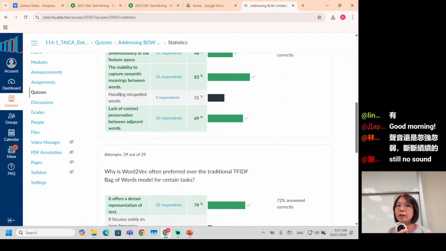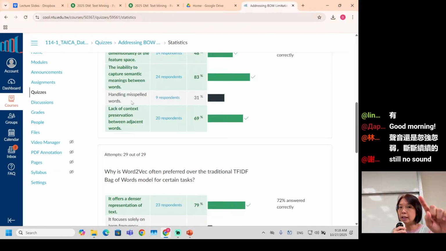And handling of misspelled words is actually not taken care of by Word2Vec, because it does not actually know this word is related to that word. But then you might be right. If your input is misspelled, and the surrounding words are quite similar, maybe we have a chance, but it is not the objective of Word2Vec. That is what the large language model deals with better, not here.